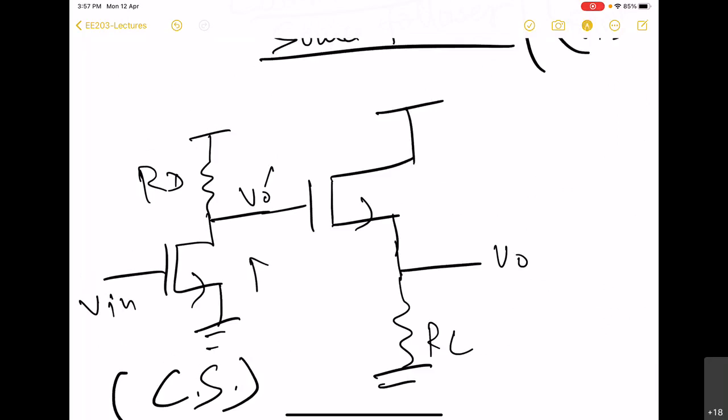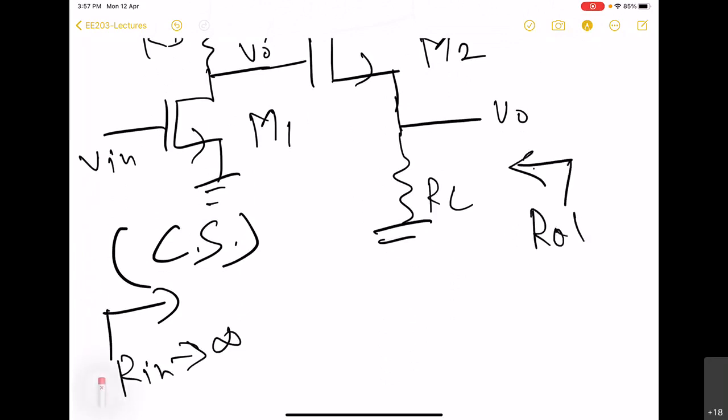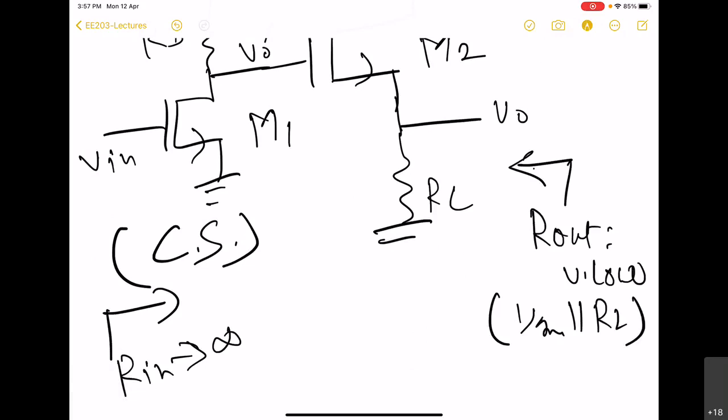Right. So here we see that if we use two MOS in this way, then we are able to meet this requirement, Rin to be infinite and Rout to be low. In this case, of course, Rout is now going to be 1 by gm parallel with RL. So the load itself is going to get modified.